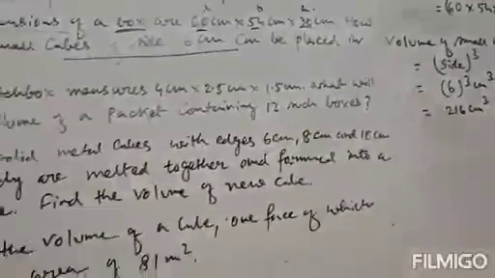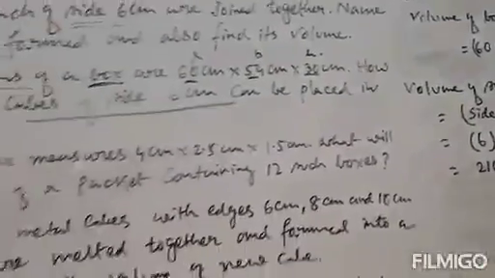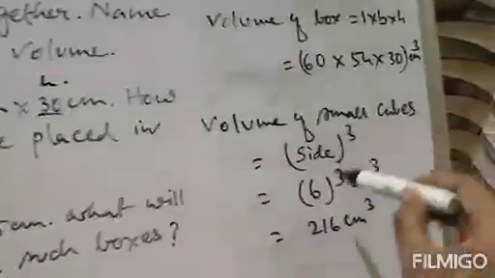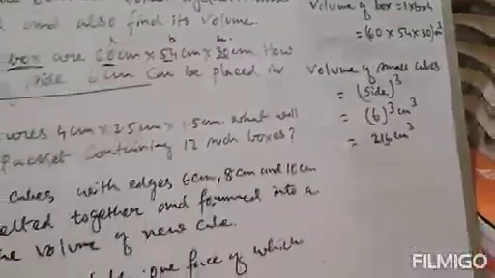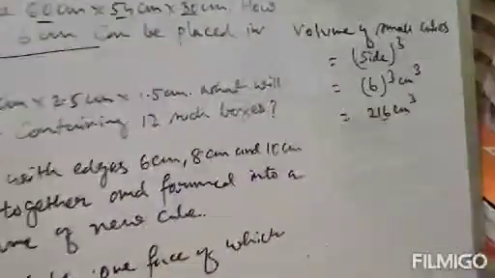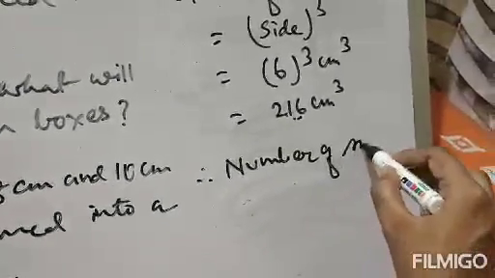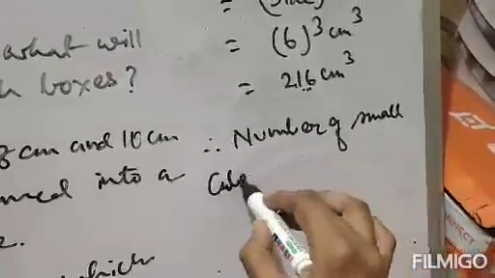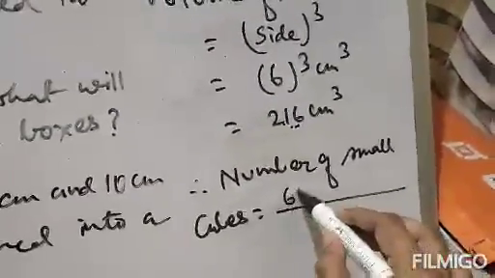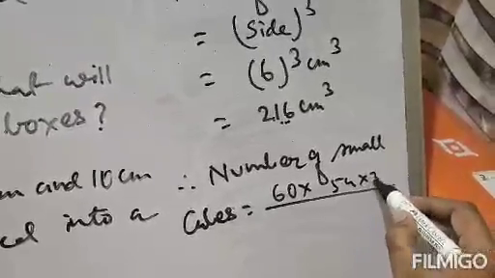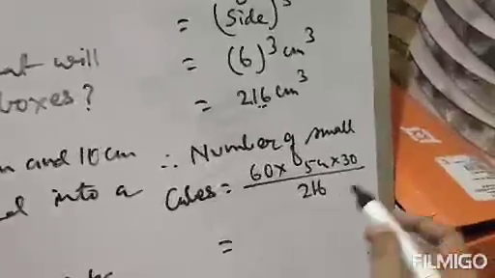Now we have to find out the number of such small cubes. So to find the number of such small cubes, just divide the volume of the box by the volume of a small cube, and you will get your answer. That is the number of small cubes. Therefore, number of small cubes will be equal to the volume of the box, that is 60 into 54 into 30, divided by 216, the volume of the cube. Now calculate and get your answer.